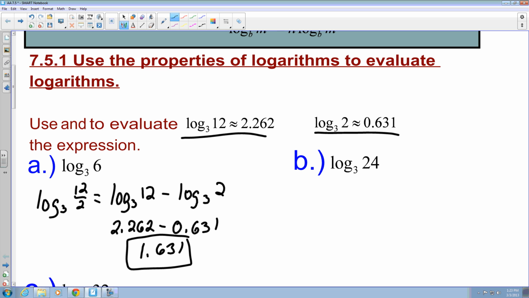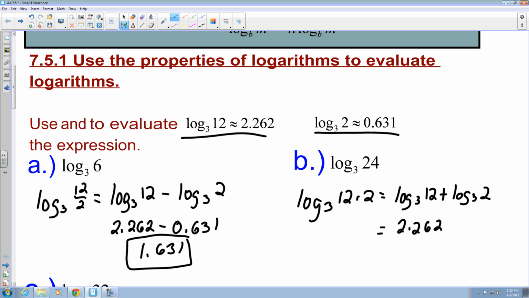Now, if I have log base 3 of 24, I can rewrite this as log base 3 of 12 times 2, which then I can use my product property saying that it's log base 3 of 12 plus log base 3 of 2. So then here it's just taking 2.262 plus 0.631, and then we'll get 2.893. Okay.